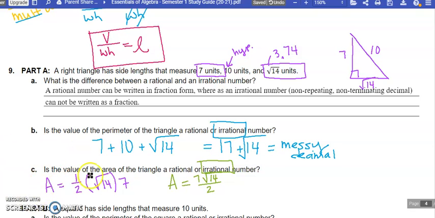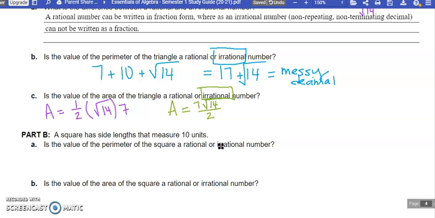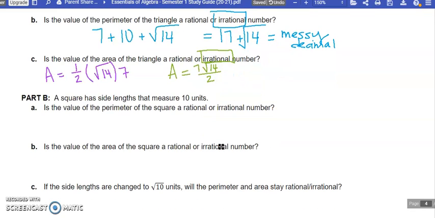And if you want to explore that further, type it into your calculator, see what kind of decimal you get, see if you can get your calculator to turn it into a fraction. You can work on it for a couple minutes, see if you can get it turned into a fraction, but it's not possible.